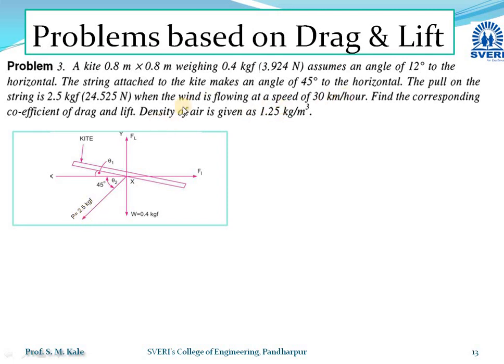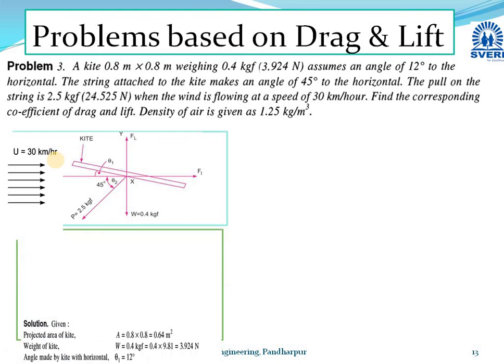Here in this case we have to find out the coefficient of drag and lift. That means I have to find the value of CD and the value of CL. And the density of air is given as 1.25 kg/m³. So first of all we write down that this is the direction of air. The velocity of air is nothing but 30 km/h.